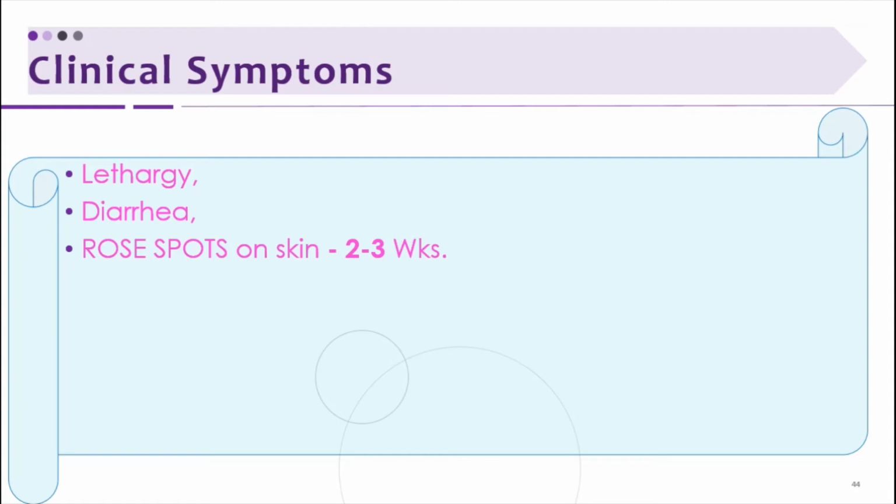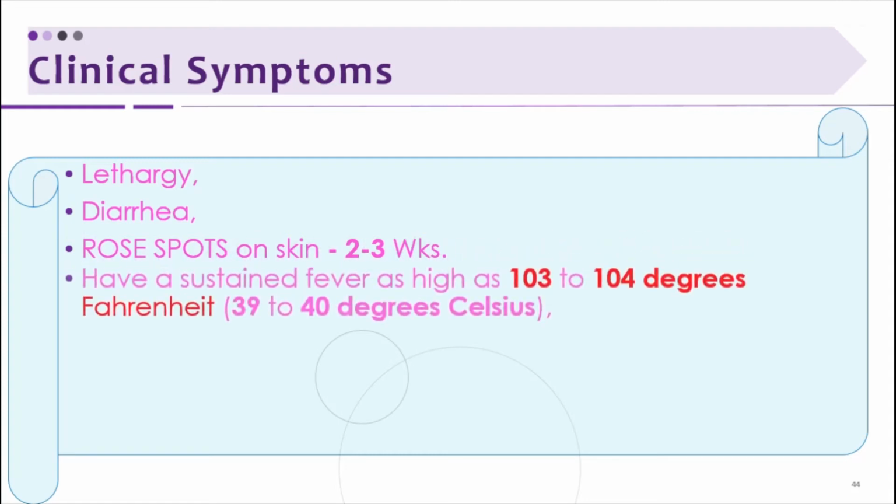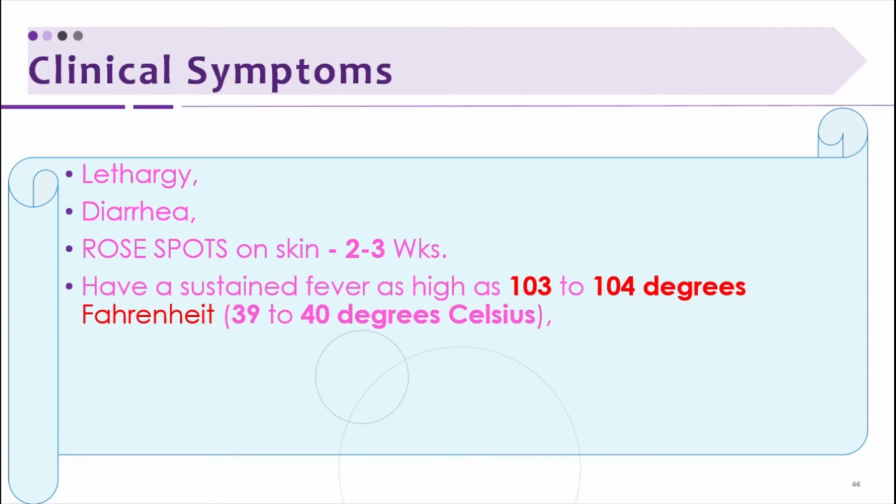It is within 2 to 3 weeks when the fever sets up, and if the fever is sustained, it is very high, as high as 103 to 104 degrees Fahrenheit, or if you count in Celsius, it may be up to 39 to 40 degrees Celsius. There is also chest congestion which develops in a number of patients. Most of the patients will complain about chest congestion.